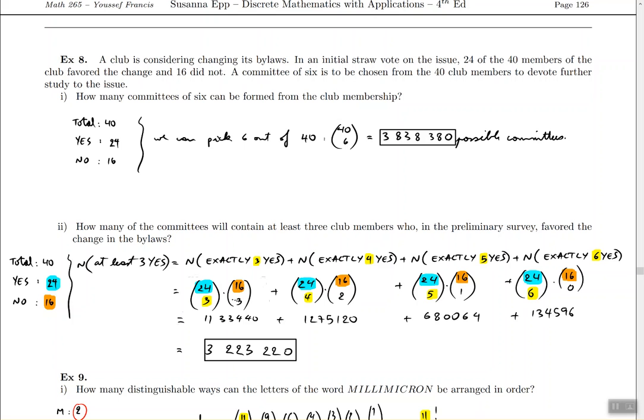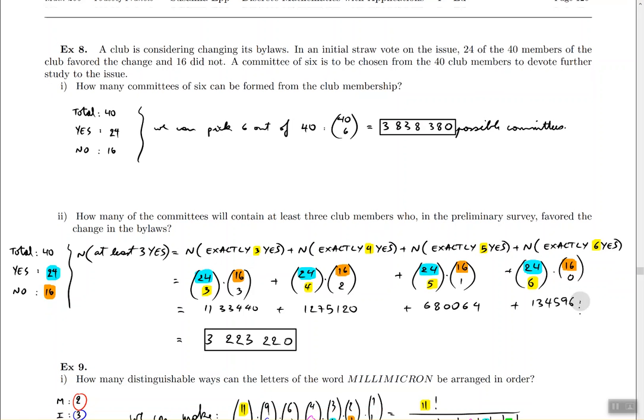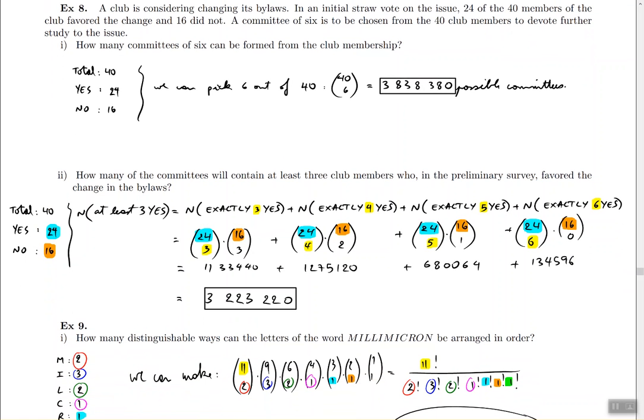Okay, so again, keep in mind, these bottom numbers always add up to the size of the committee or the size of the basketball team, which is in this case 6. And the numbers on top are basically your men versus women, or your yeses versus nos in this case. And we did that multiple times for the other committees. And the tally adds up to roughly, again, 3 million. Okay, so that's the end of example 8. So that should remind you of the problem where we did basketball teams with men versus women.